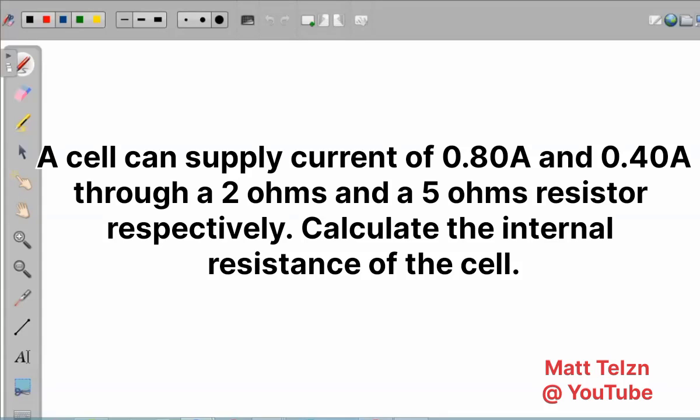A cell can supply current of 0.80 amp and 0.40 amp through a 2 ohms and a 5 ohms resistor respectively. Calculate the internal resistance of the cell. Now observe from the questions.